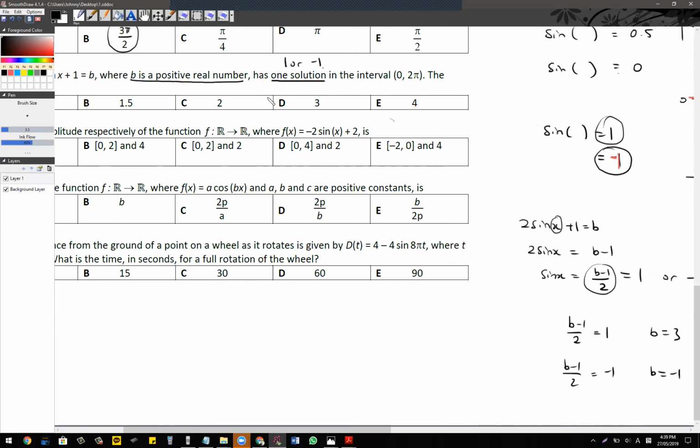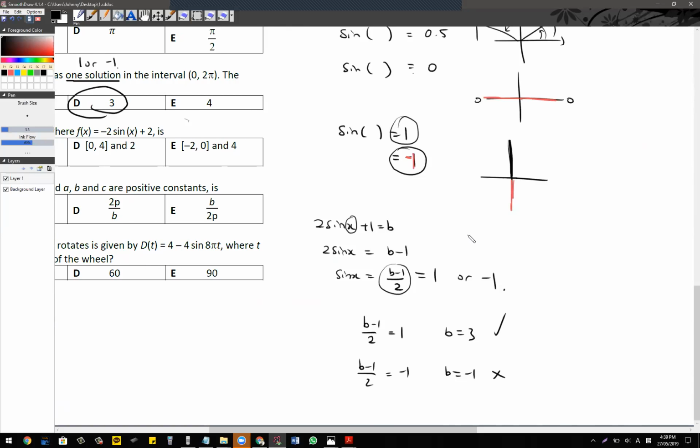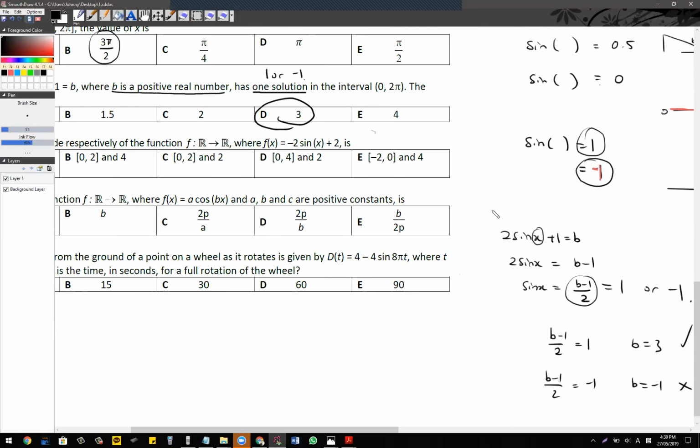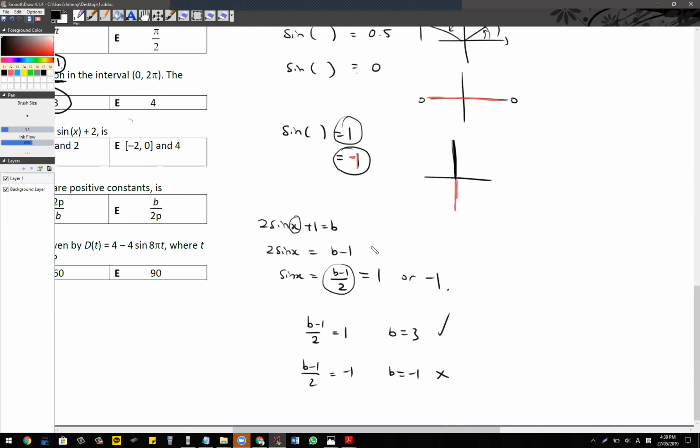Will it only ever be 0, -1, or 1 because of the branches? The condition is that it only has one solution, right? The only case where it has only one solution is when it's either 1 or -1. So if sine equals 1, then you get one answer here. If sine equals -1, you get one answer, which is just that.